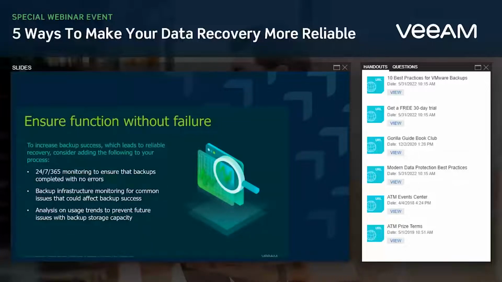2, having backup infrastructure monitoring for common issues that could affect backup success, and elaborating on that, also investing in solutions that can remediate those common issues for you automatically to keep things running smoothly. And then also analysis on usage trends to prevent future issues with storage. So storage capacity can obviously lead to errors if you're not monitoring that and understanding your utilization trends. So having good reporting, alerts and monitoring on that is critical too.